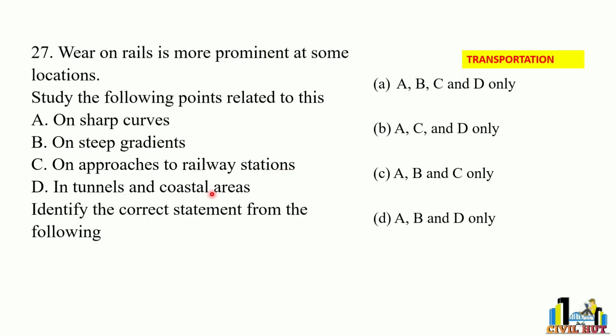D. In tunnels and coastal areas, due to the salty water, the rails will corrode quickly. So A, B, C, D are correct. So wear on rails is more predominant on sharp curves, steep gradients, approaches to railway stations, and tunnels and coastal areas. Our answer is A, B, C, D.